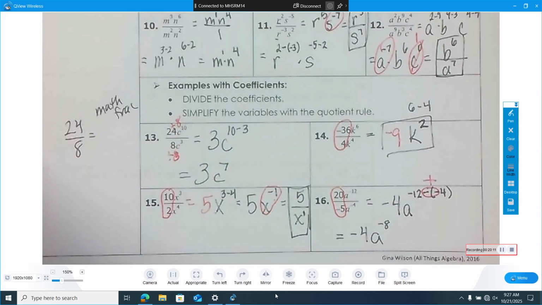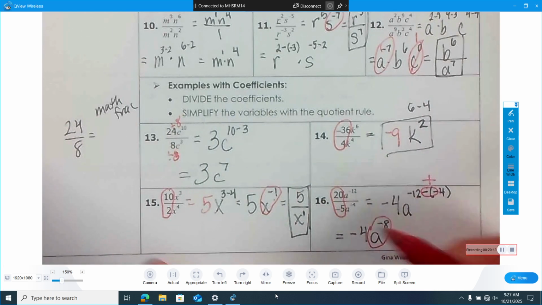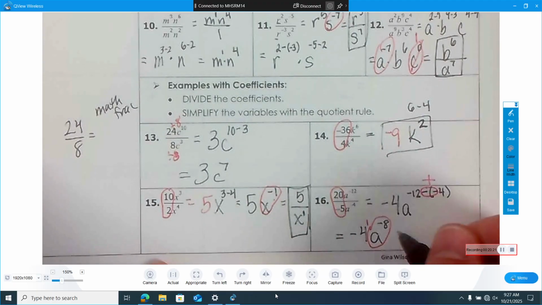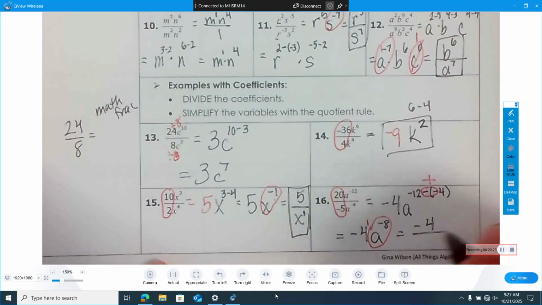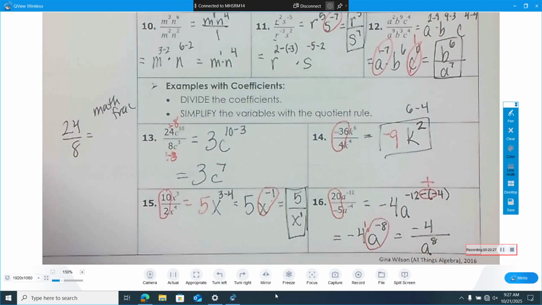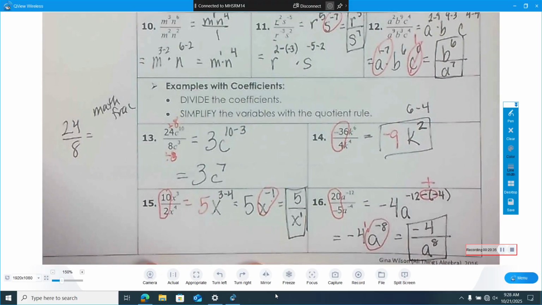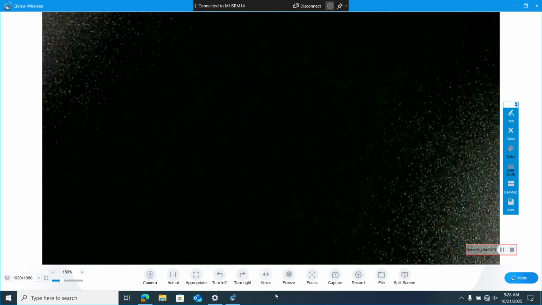Happy or sad? All right. Is the negative 4 sad or happy? Yeah. It has its own little exponent of 1. Exponent is very happy where it's at. So negative 4 over a to the 8th. Are we good? Okay. Questions so far? No? Okay.